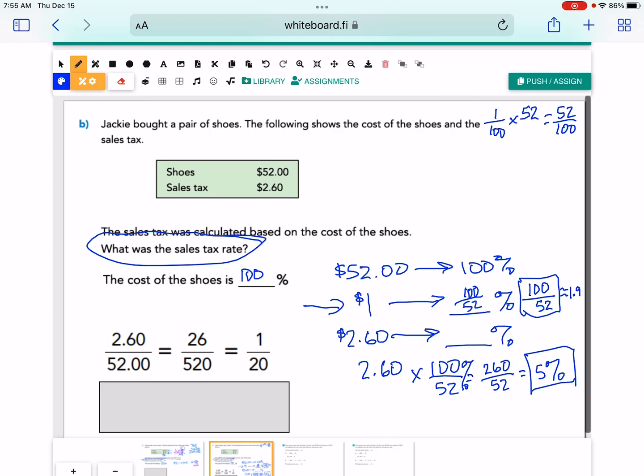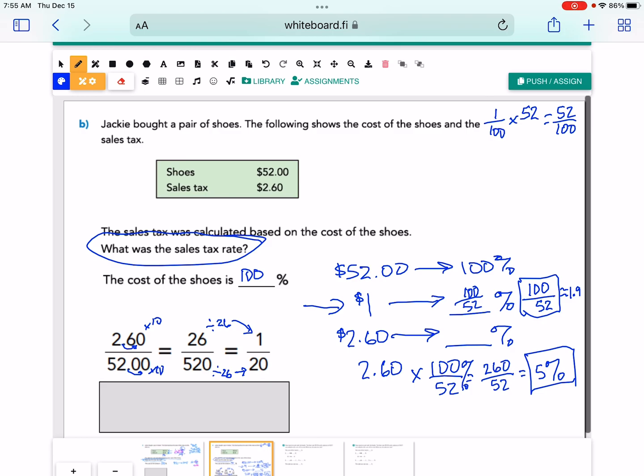And you see over here that you've got $2.60 over 52. By multiplying the numerator and the denominator by 10, you eliminate the fractions, right? And you wind up with 26 over 520. Let me show you doing that. And these can simplify. So if you divide 26 by itself and you divide 520 by 26, you wind up with 1/20th.